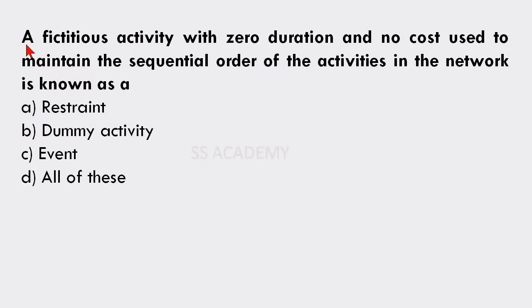A fictitious activity with zero duration and no cost used to maintain the sequential order of the activities in the network is known as restraint, dummy activity, event, all of these. The answer is dummy activity. A fictitious activity with zero duration and no cost used to maintain the sequential order of the activities in the network is known as dummy activity.